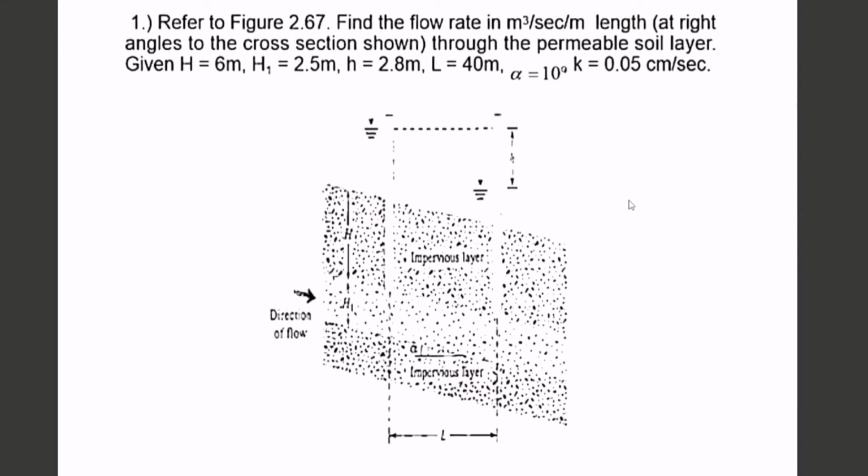Problem 1. Find the flow rate in cubic meter per second per meter length at right angles to the cross-section shown through the permeable soil layer. Given: H is equals to 6 meters, H1 is equals to 2.5 meters, head of 2.8 meters, L is equals to 40 meters, angle alpha is 10 degrees, tapos coefficient of permeability K is equals to 0.05 centimeter per second.